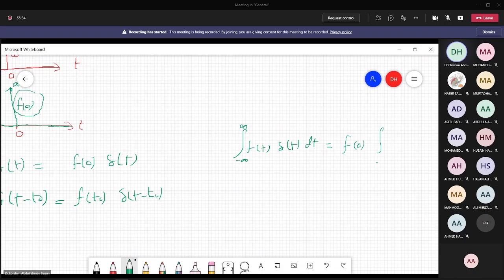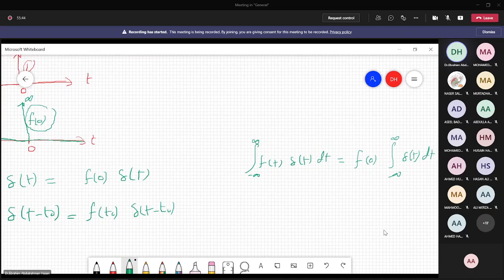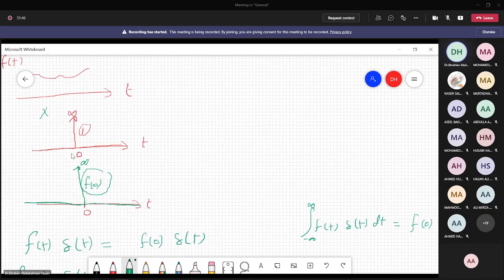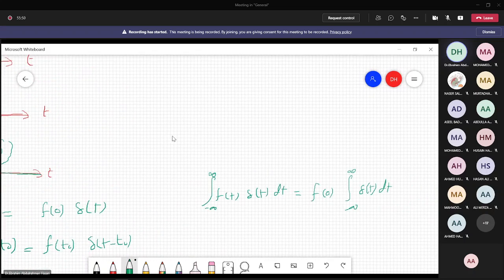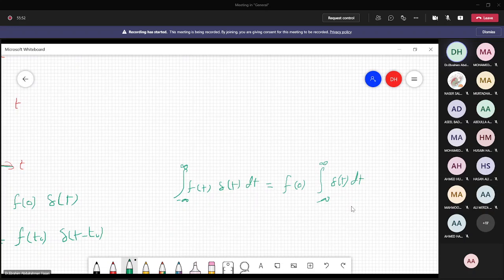Integration from minus infinity to plus infinity of delta t dt is the area under the curve of delta t. The total area under the curve is equal to the strength, which is equal to 1. So this all equals 1, and the integration will be equal to only f naught.